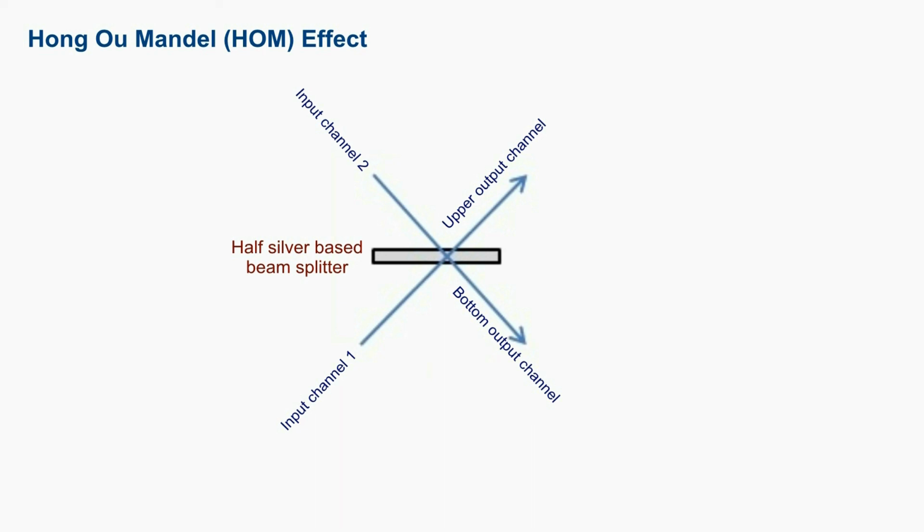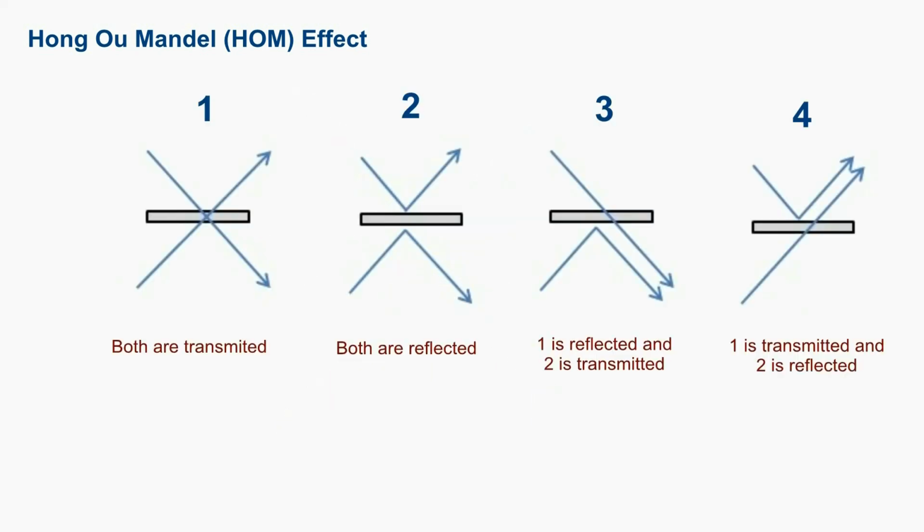If both photons have the same polarization, then both always come out through the same output channel. There are four possible ways for two photons to interfere in this beam splitter. Both of them get transmitted, or both of them get reflected. The upper channel photon is transmitted and the bottom channel photon is reflected. Or the upper channel photon is reflected and the bottom channel photon is transmitted. 1 and 2 are used if both photons have different polarization and different rotational state. 3 and 4 are used if both photons have the same polarization or same rotational state.